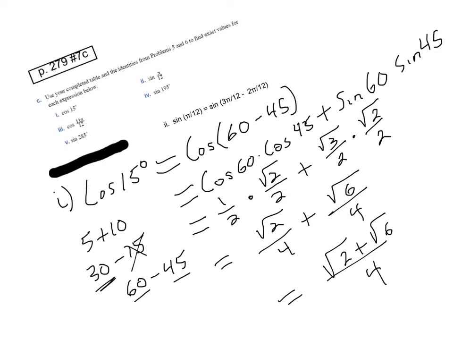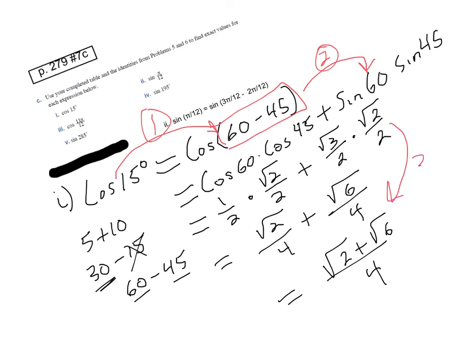Now that I've done one of these, there are three skills. The first skill is to be able to rewrite 15 degrees in terms of angles on the unit circle. The second skill is to be able to rewrite this using your sum and difference formulas of angles. And then the third skill is to be able to simplify your expression using your fraction skills.